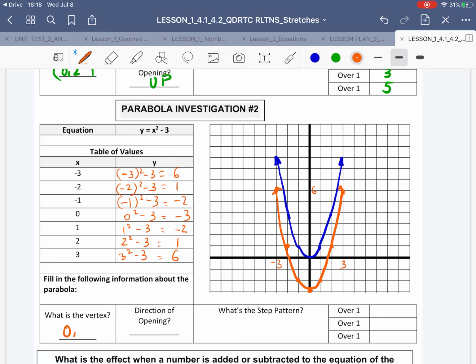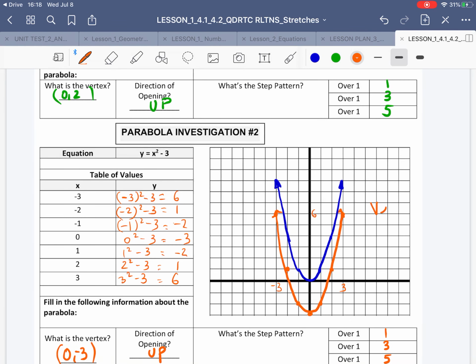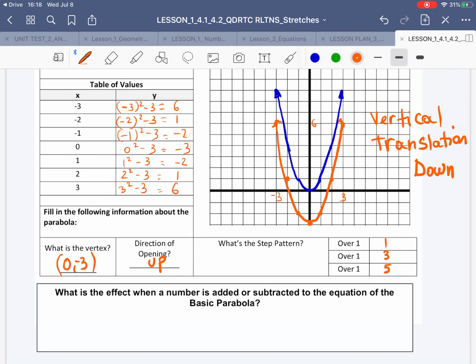So here we go. We're going to move on to finding the vertex. The vertex is at x equals 0, y equals negative 3. It opens up still. The step pattern is still 1, 3, 5. It hasn't changed. The parabola this time has moved, and we call this a vertical translation down. The reason why it's translated is because of the negative 3 right here, and the reason why it has moved down is because the negative 3 is negative, so it has moved in the negative direction.